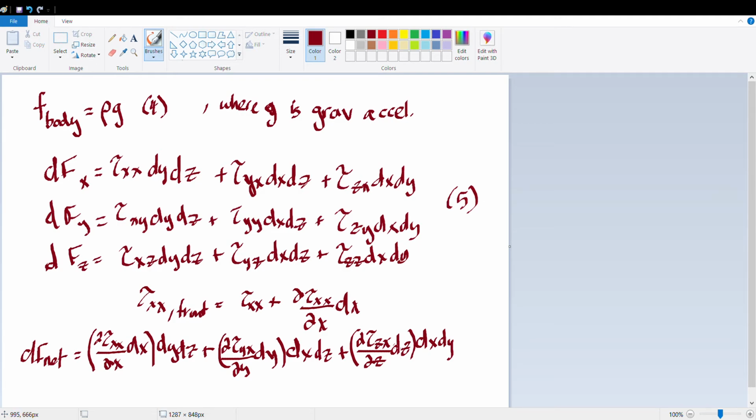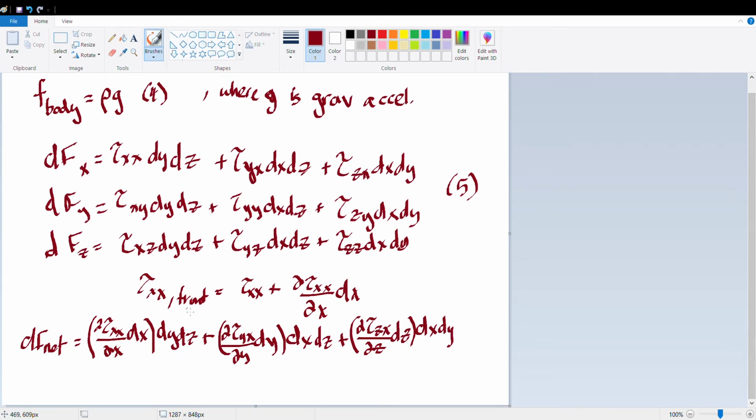Okay, let me scroll down a little bit here. That's the net force across that fluid element. And then for a unit volume basis, we divide by the unit volume. So we're going to look at the force per unit volume, right? And we're going to basically divide by dx, dy, dz. Now I have to start a new page here.